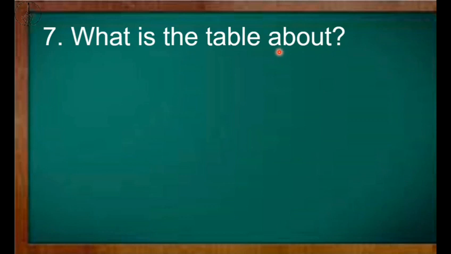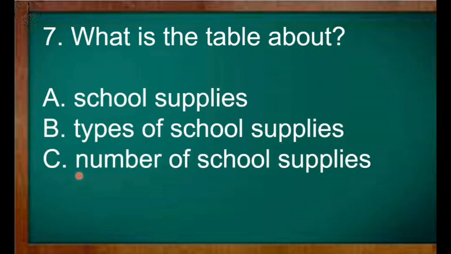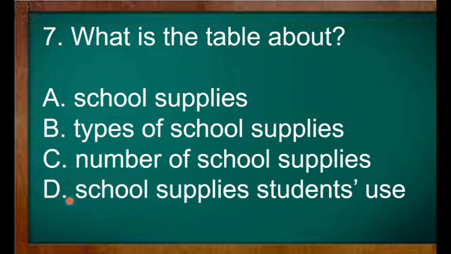Number 7. What is the table about? Okay. A, school supplies, B, types of school supplies, C, number of school supplies, and D, school supplies students use. The correct answer is letter D, school supplies students use.